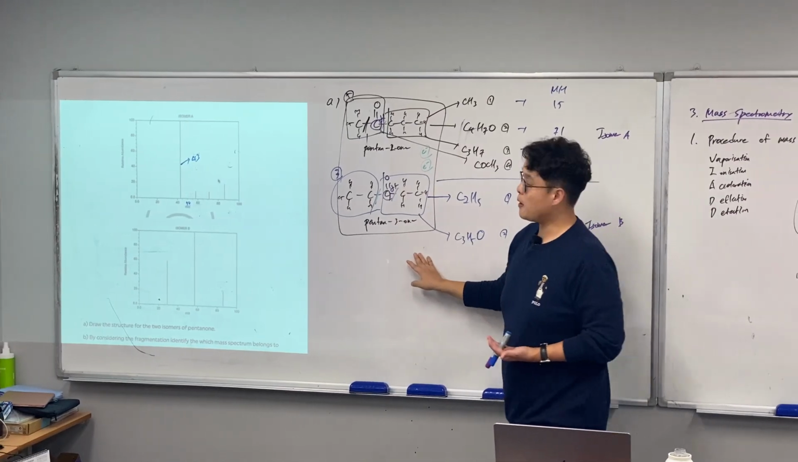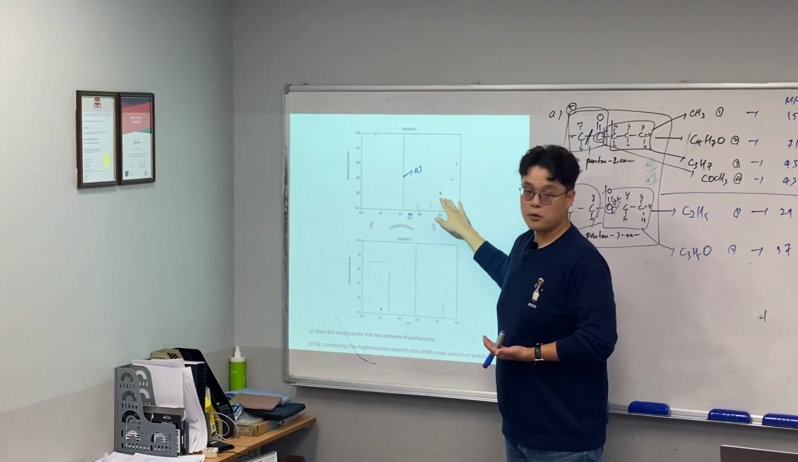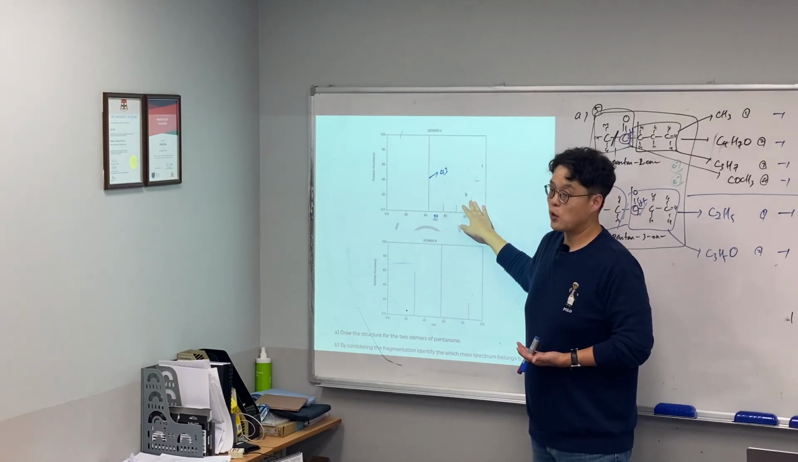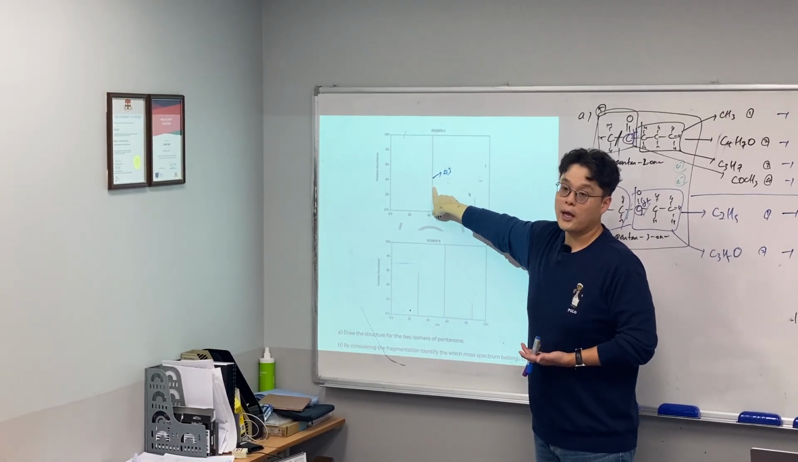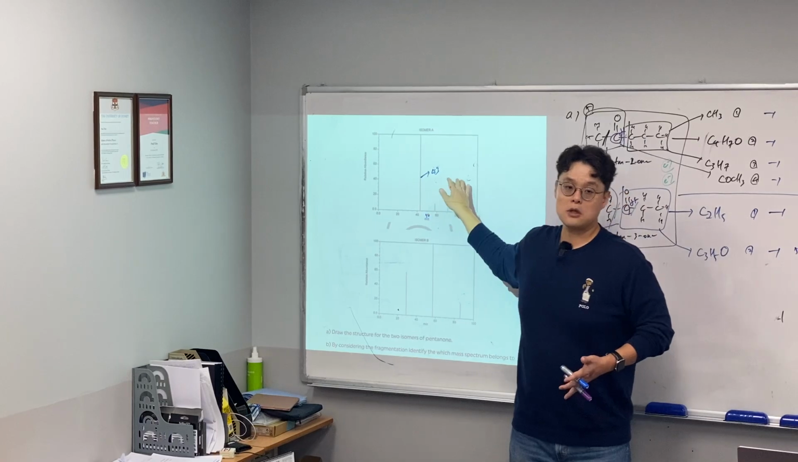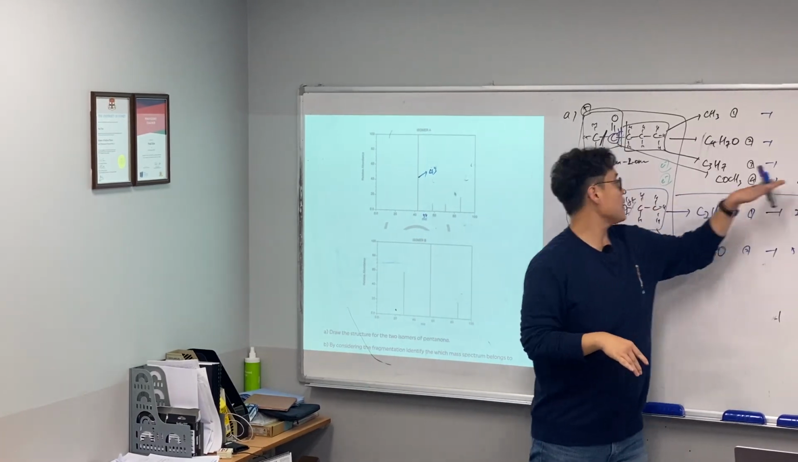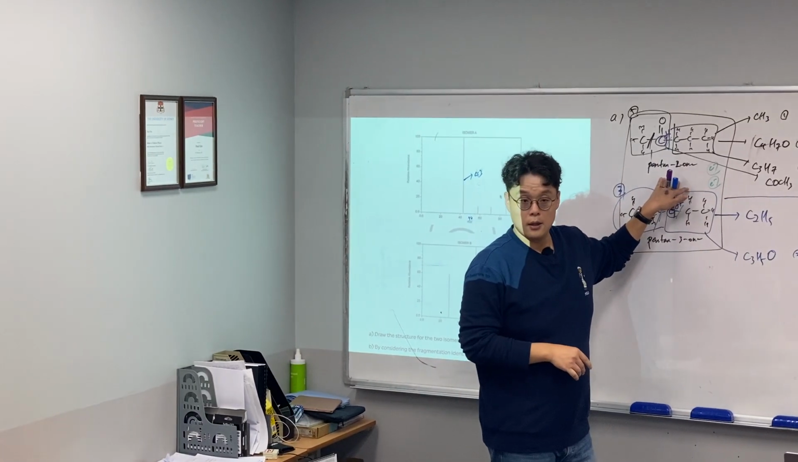So based on that, and comparing to the base peak, all the individual fragments of the molar masses given, you're able to know that we only have 43 in isomer A, which represents this, therefore it must correspond to isomer A, that is pentan-2-one.